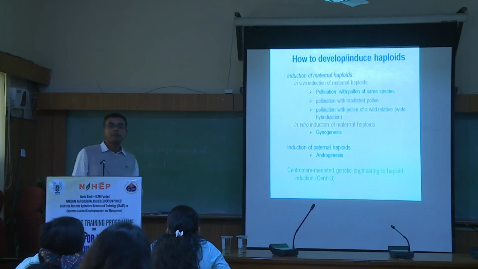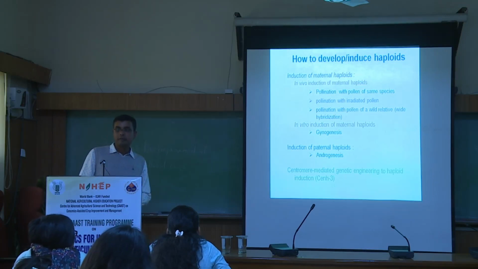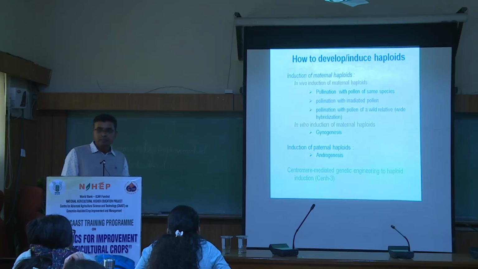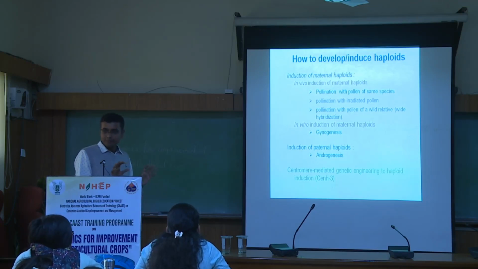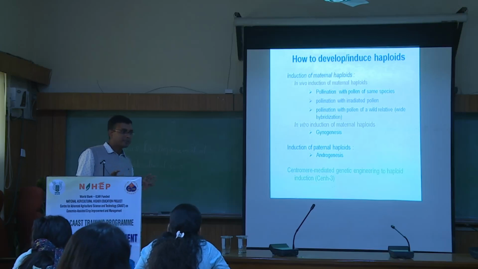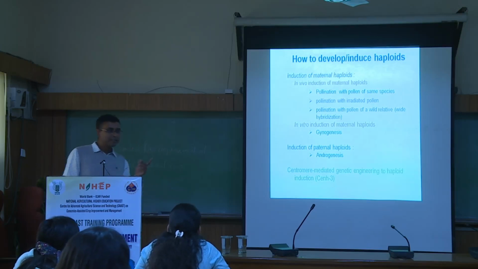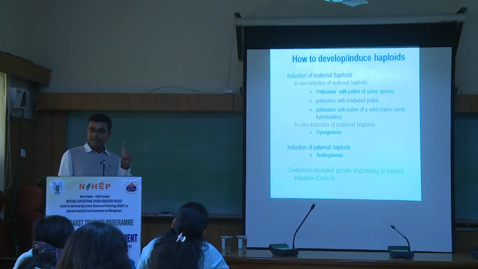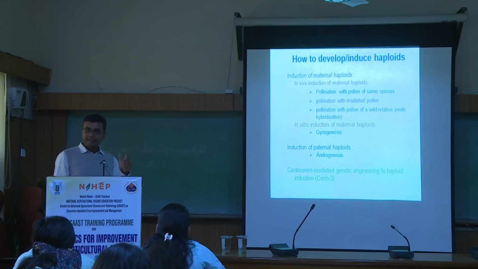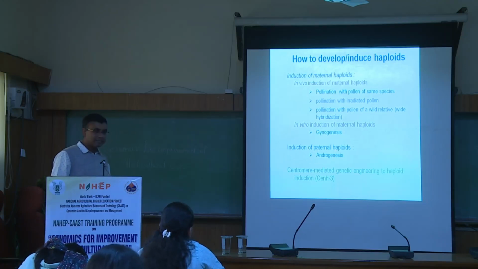Then how to develop double haploids? From where are you going to get the haploids? What are the sources of haploid cells? Either microspore or megaspore, they are the two major sources. Microspore means androgenesis, male gametes, no? And megaspore means gynogenesis, female gametes. So we can do it at both stages, either through gynogenesis or androgenesis.